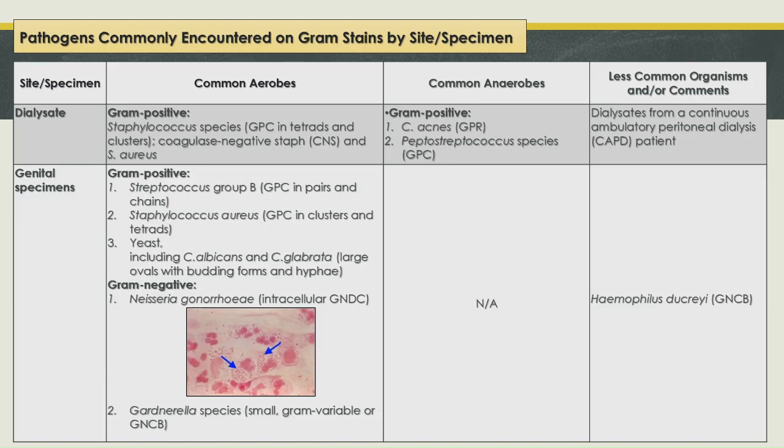Gram-negative: 1. Neisseria gonorrhoeae, intracellular GNDC. 2. Gardnerella species, small, gram-variable or GNCB. Common anaerobes: not applicable. Less common organisms and/or comments: Haemophilus ducreyi, GNCB.